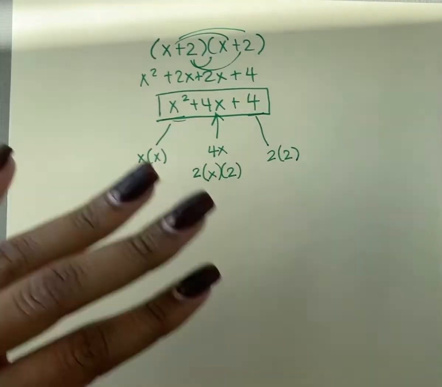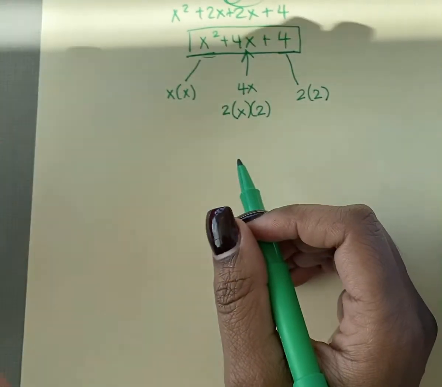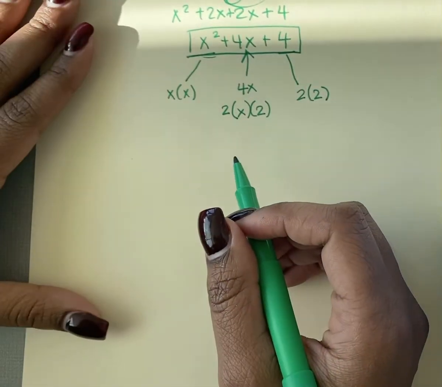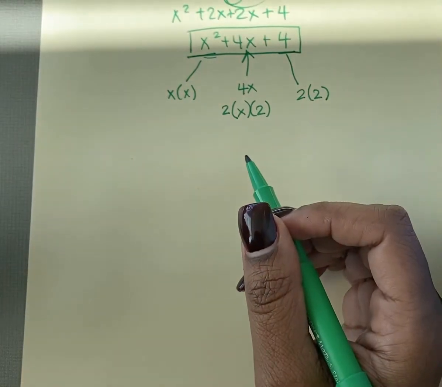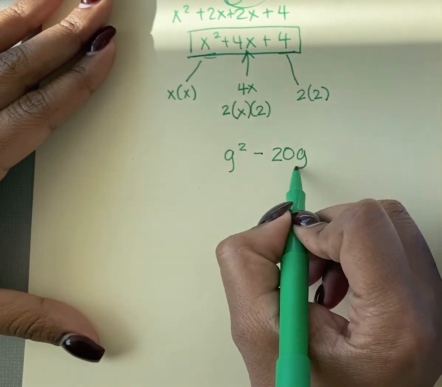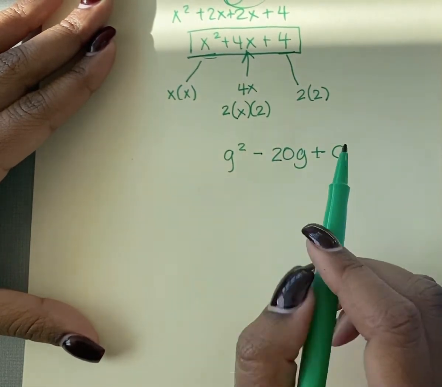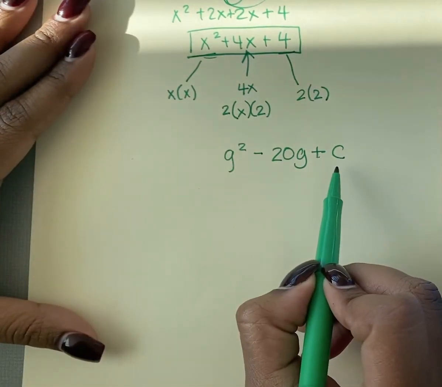We're going to spend a couple of moments trying to create perfect square trinomials. So if you look on section A of your worksheet, let's say we look at number 3, we have g squared minus 20g plus c, right? And so I'm looking for the value of c that would make this a perfect square.